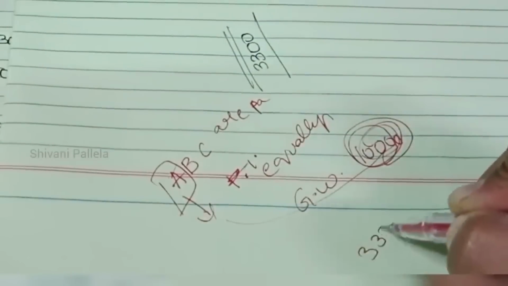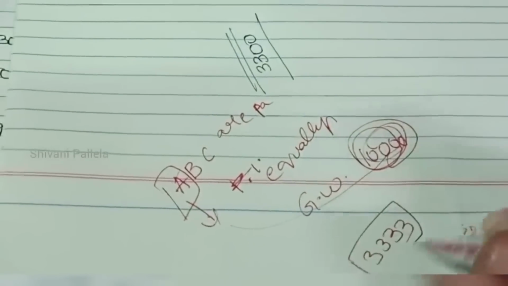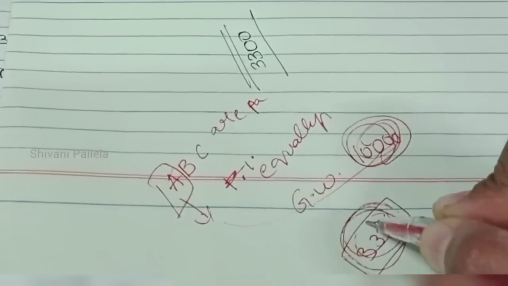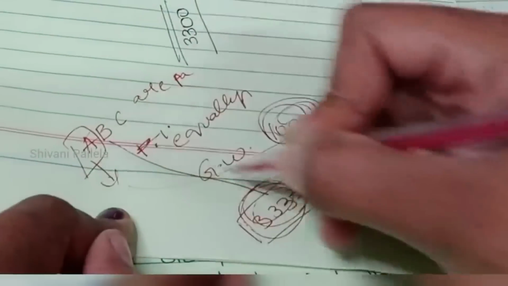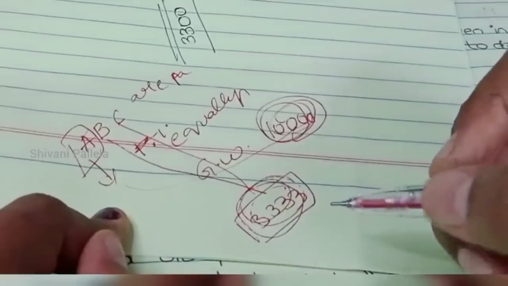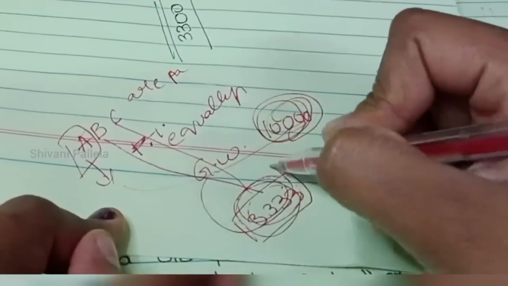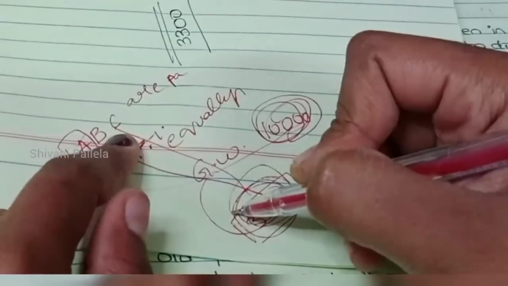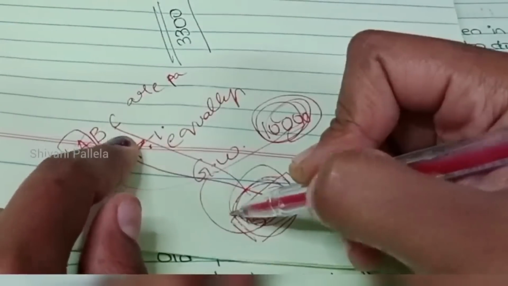A's share is 3,333. This amount we need to share to the old partners. This amount only we need to share to the old partners. That is the thing you are learning in this retirement. Rather than this, all is equal.